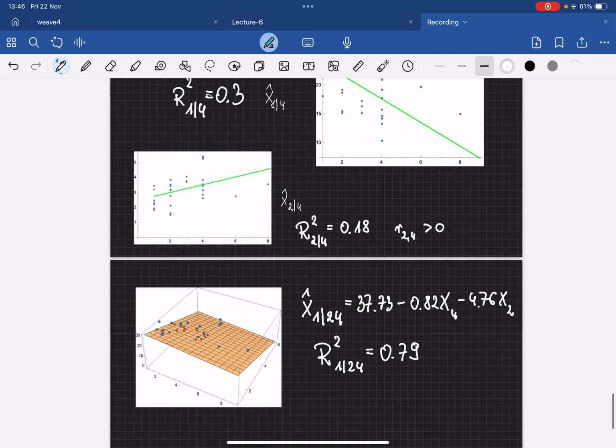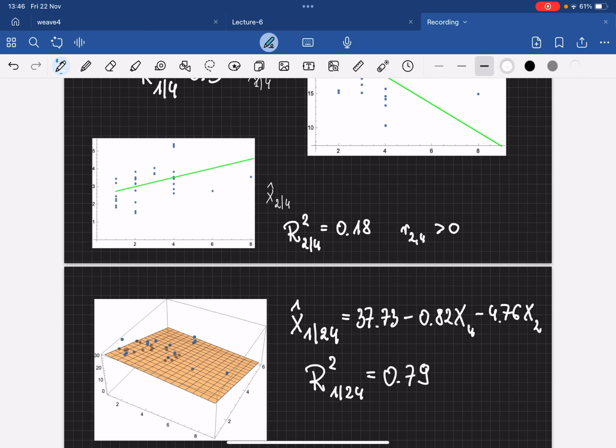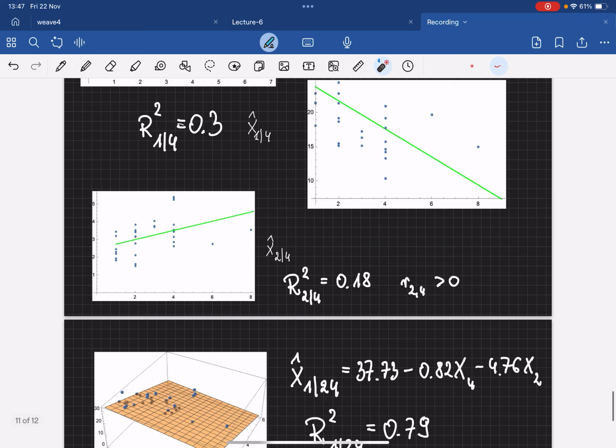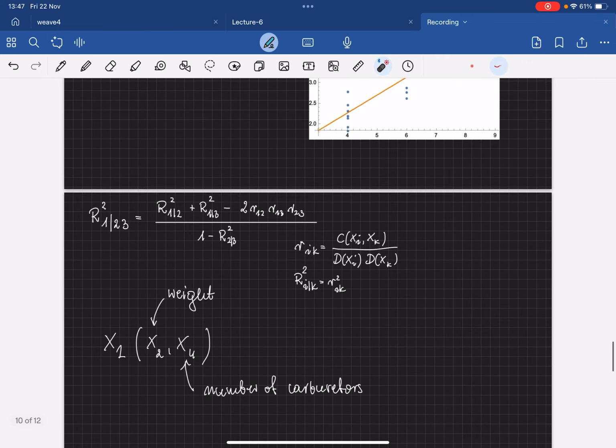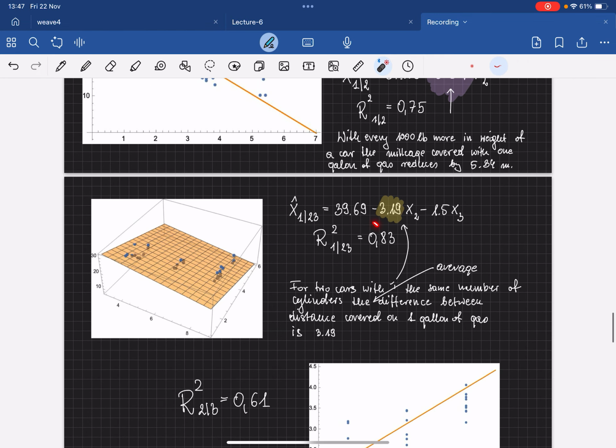0.79. So we really did take two variables that are much less correlated than before. However, because one of those variables was not correlated enough with the independent variable, we overall got the quality of prediction which is even less than it was before. Before we managed to have it equal to 0.83.